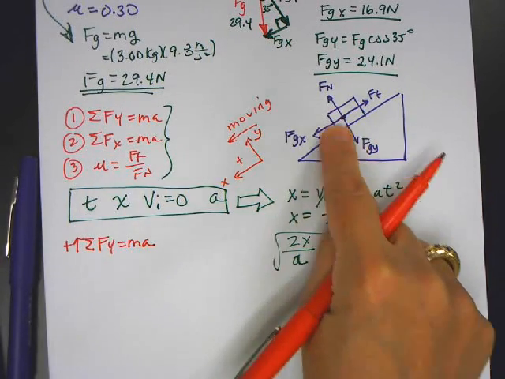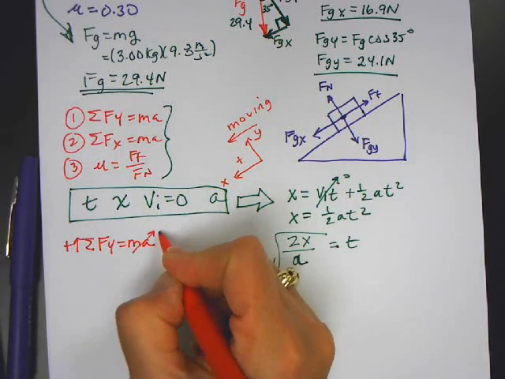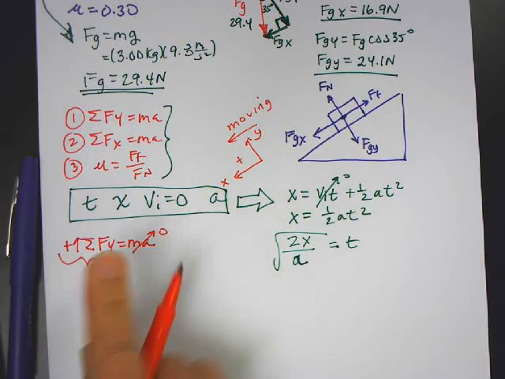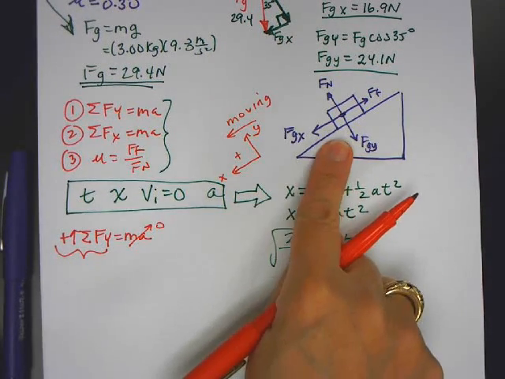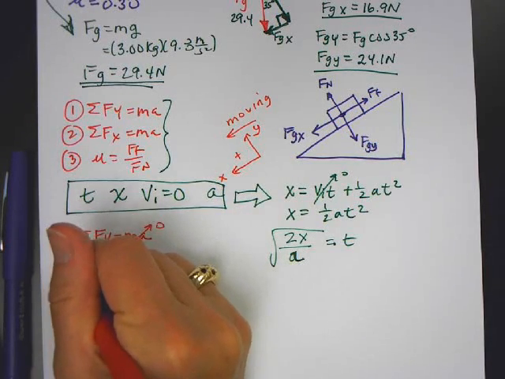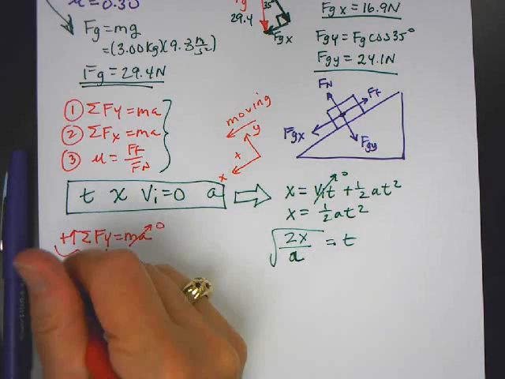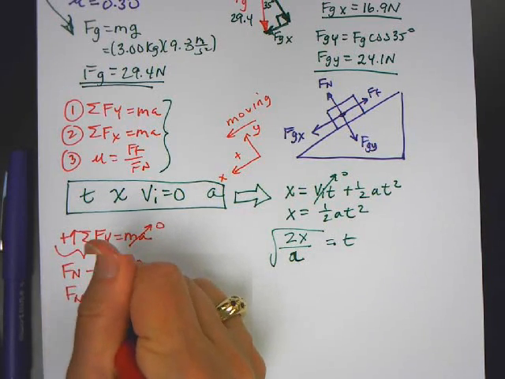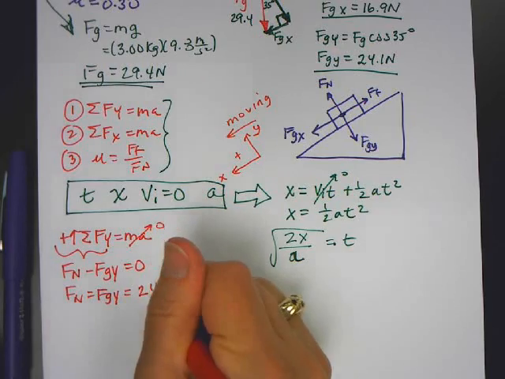Is the block accelerating in this y direction? No, it's not even moving that way. So this is 0. I'm now going to replace this with all my forces going in the y direction. So I look at my free body diagram. Fn is positive. Minus Fgy is equal to 0. So Fn is equal to Fgy, which is equal to 24.1.